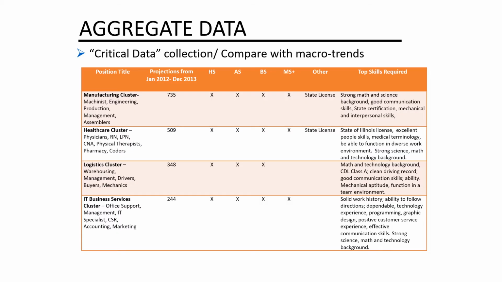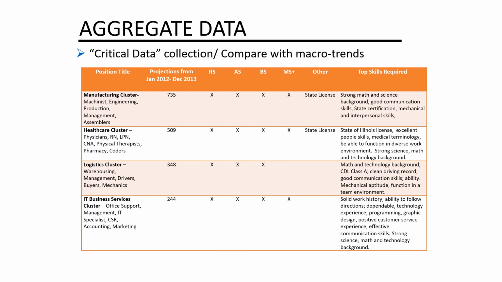Let's take another look at the aggregate data broken down by specific collaboratives. This data was impacted from January 2012 to December 13th. As you can see from the manufacturing cluster, within that next year, they were going to need 735 positions filled, and that could be a combination of new and replacement. Some of them, according to the manufacturing cluster, for the engineers, for example, may require a state license. And then you can also see the overall top skills required. And this is a very broad view.